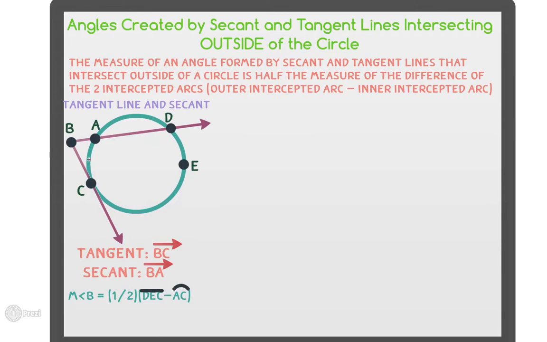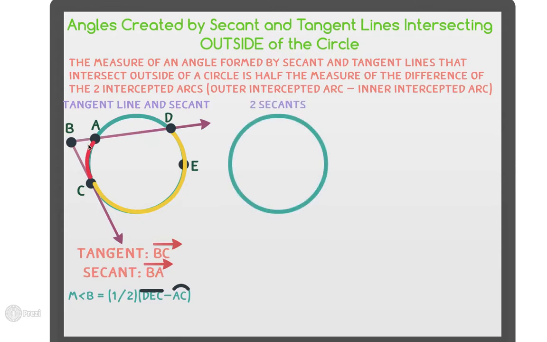That's complicated to say. Try saying that 5 times fast. Okay, so we're going to subtract the outer intercepted arc minus the inner intercepted arc, and then we'll divide by 2, and that will give us the measure of that exterior angle. Okay, so like in this case, we do the measure of arc DEC minus the measure of arc AC, and then divide by 2. So we do the outer arc minus the inner intercepted arc, and divide by 2.